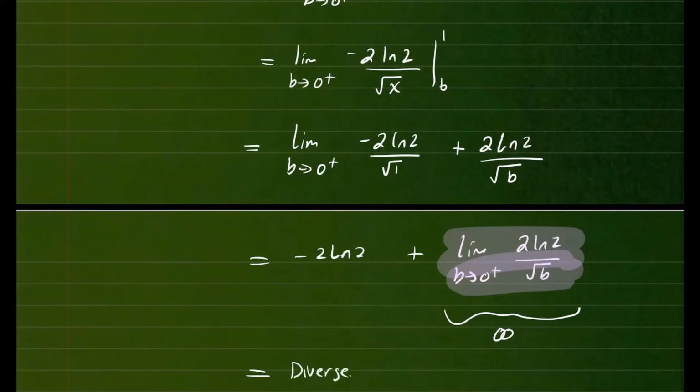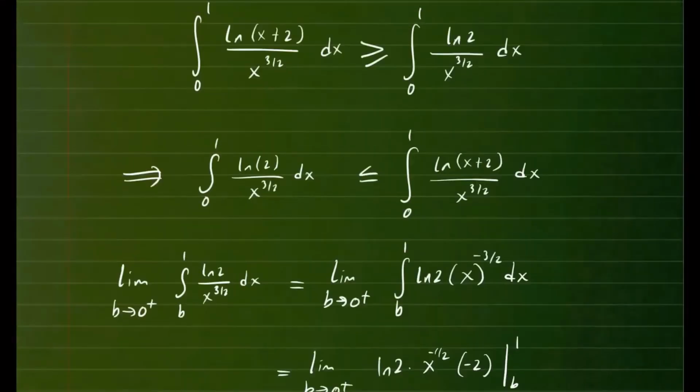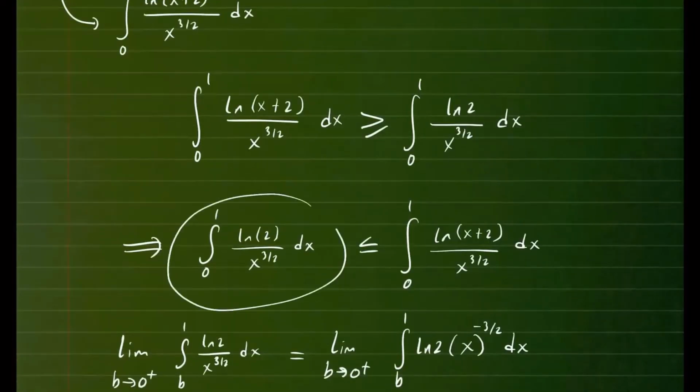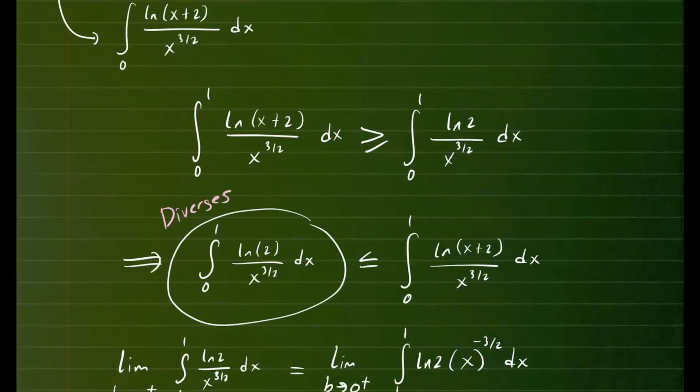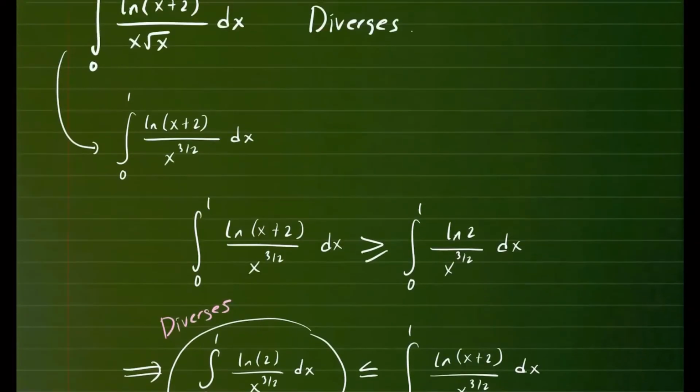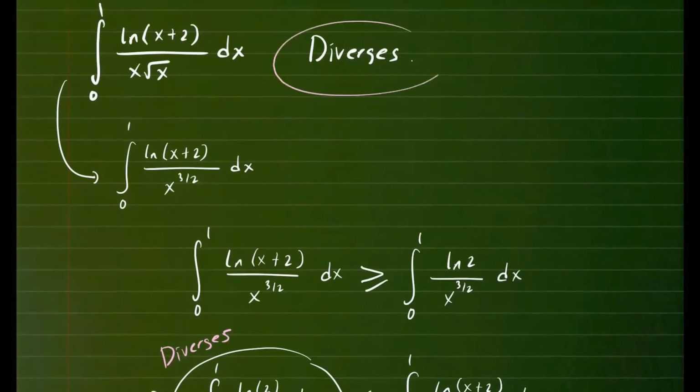So what does that tell us about our integral? Well, we found something below the one we're looking for, and it diverges. So because something below diverges, whatever lies above will also diverge by the comparison test. So therefore, we can conclude that this integral diverges.